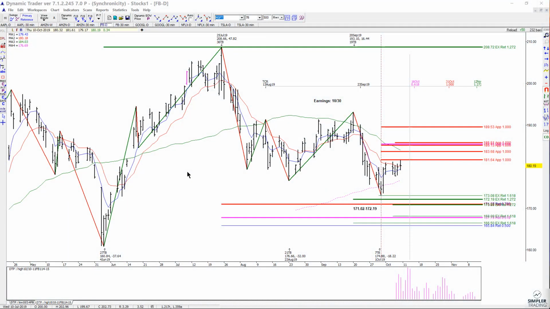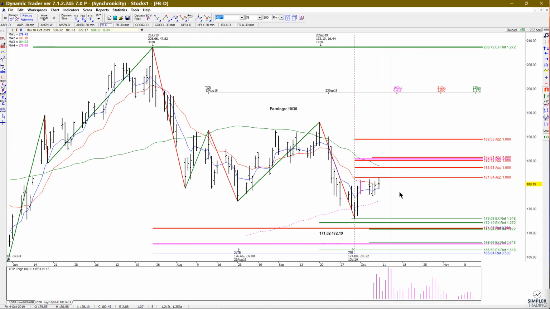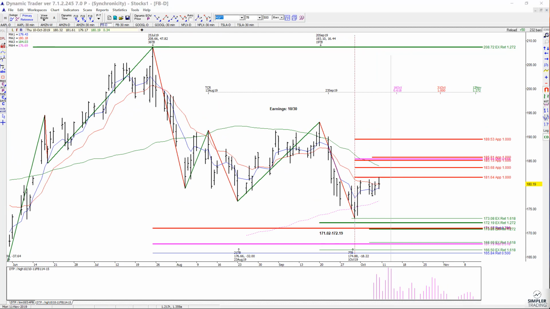In today's video, we're going to take a look at Facebook and talk about what you would do for day trading against these zones. So, for example, this daily chart, we ended up having a symmetry setup where you had resistance at the 181.64 area, and that came from one of these prior swings.